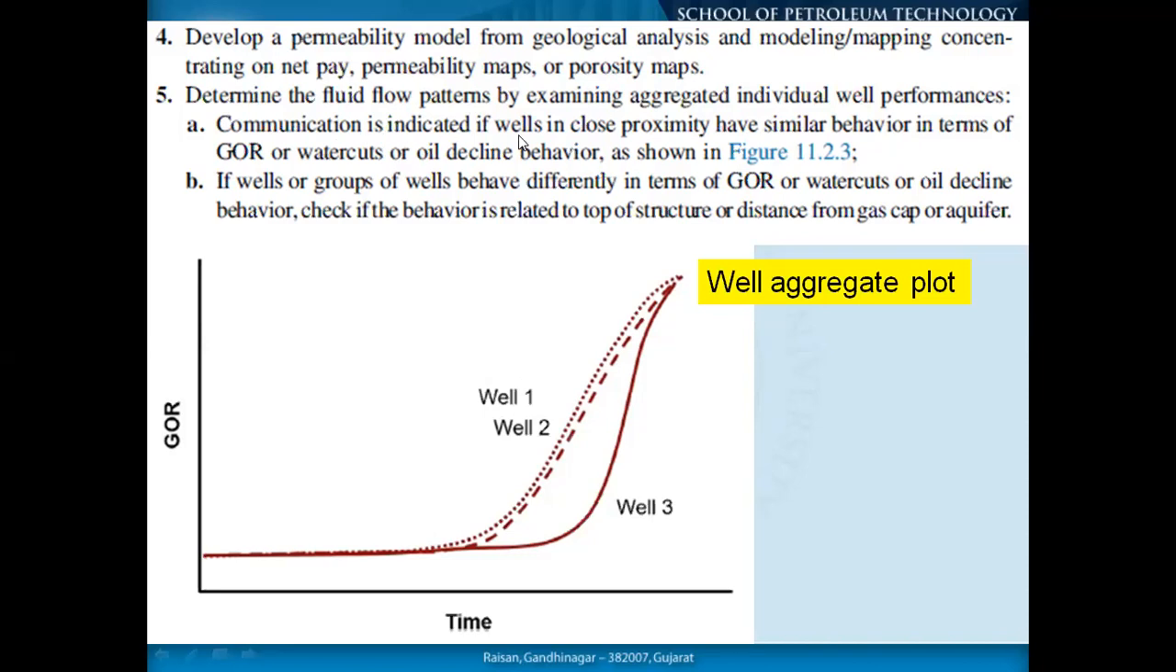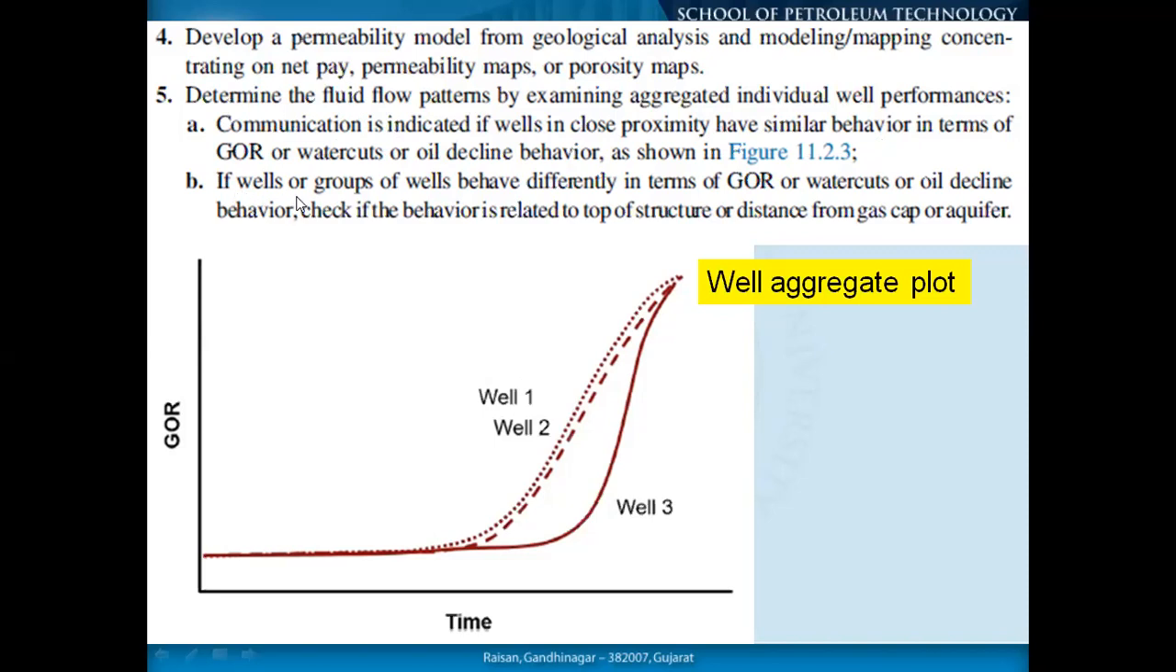So communication: if wells are in close proximity, they have similar behavior in terms of GOR or water cut. So these are the parameters. From production parameters you can judge and get the connectivity, or you can use the well test data to understand the specific dynamic relations between the wells.